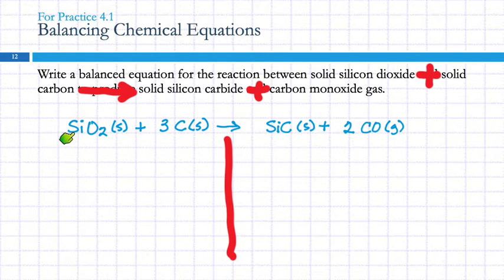If you can visualize these being little balls of different colors, the silicon might be green or something, and the oxygen's red, and the carbons are black. And you need to come up with the right number of them on each side so that you can take these things apart and make the products and use up all the little balls. That's what we're doing.